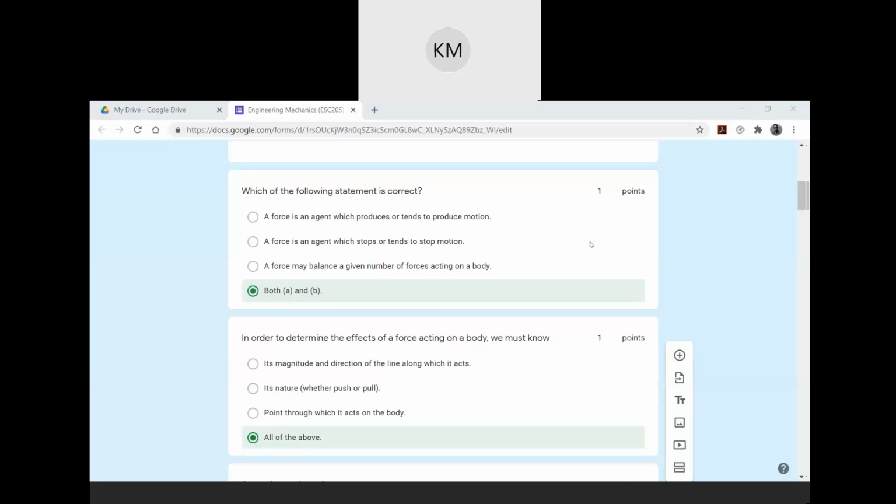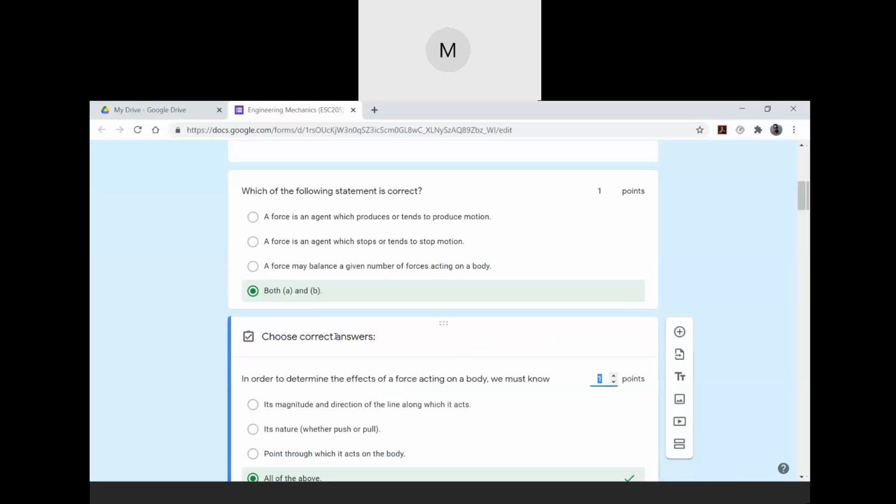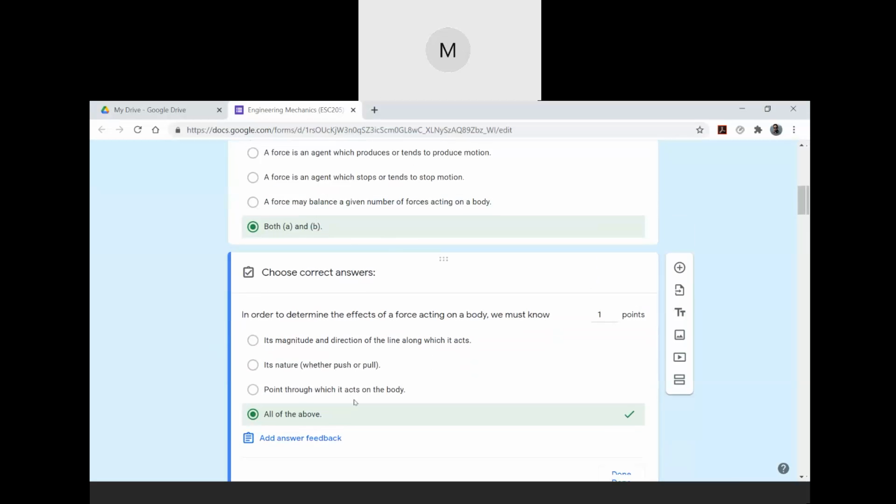Okay, so first question was what? Which of the following statements is correct? Now, if you see here, all the statements are correct because these are basically definitions of forces. So these are basically definitions of forces. So all the statements are correct.